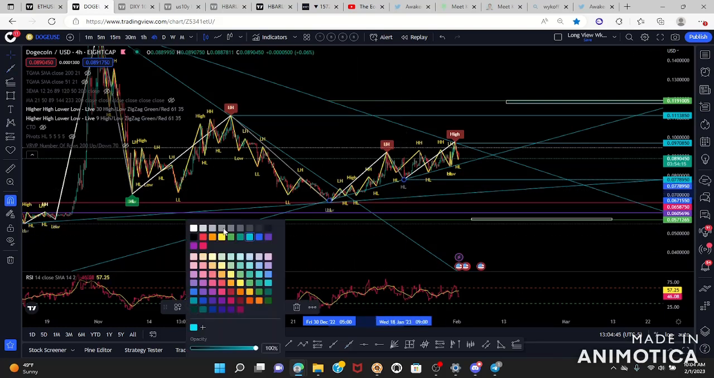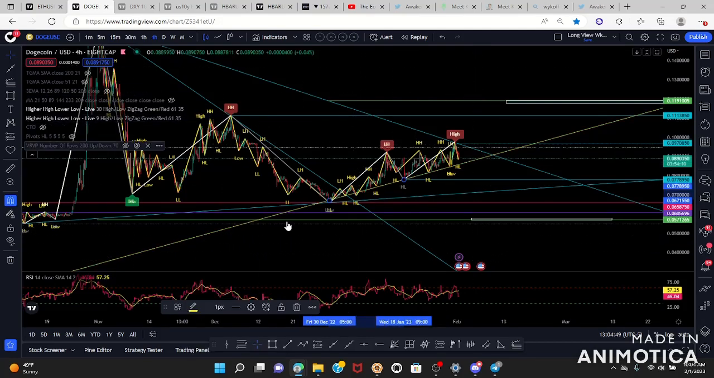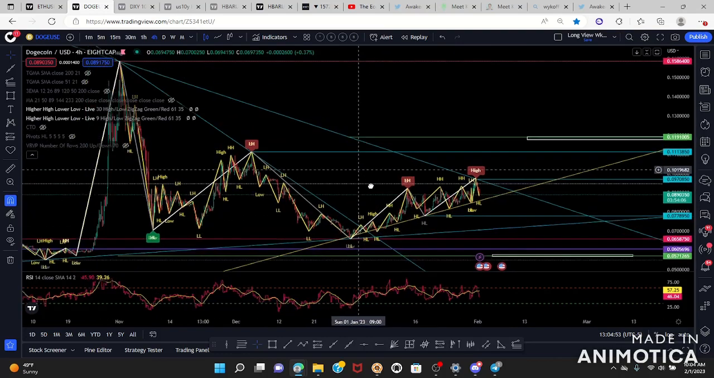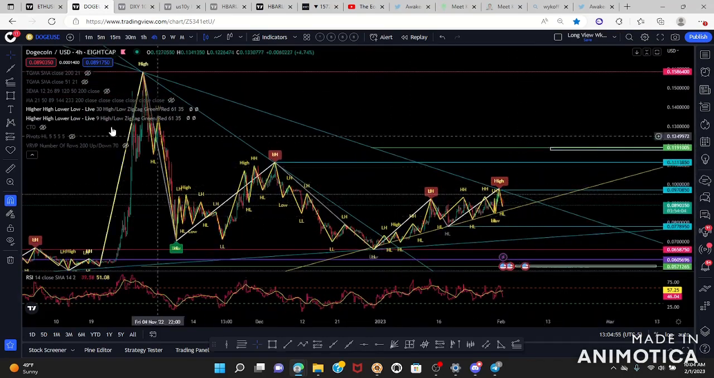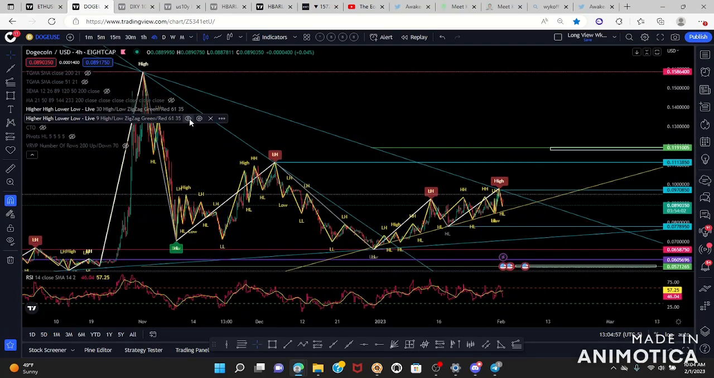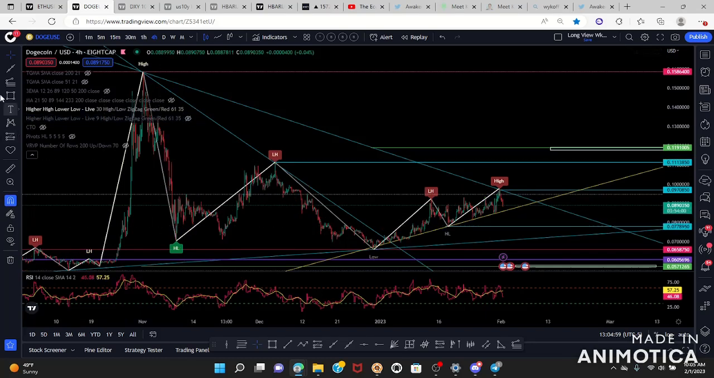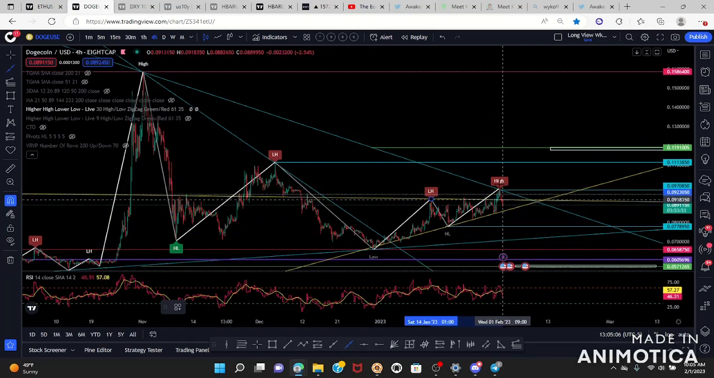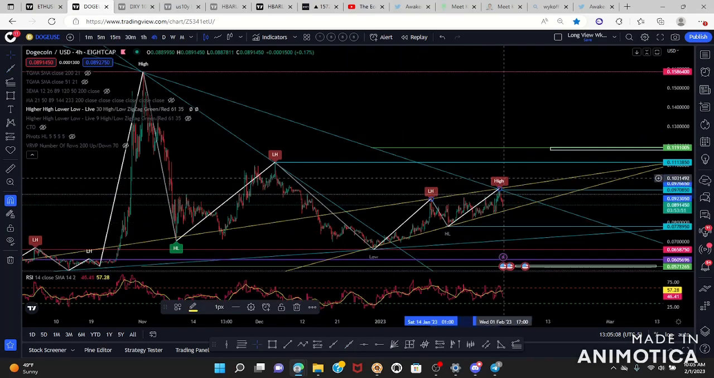And let me change the color because now we're doing 4 hour trend lines. So 4 hour trend lines will be in yellow. So this is my support 4 hour trend line. And this will be my resistance 4 hour trend line. Again, try to focus on price action, right?